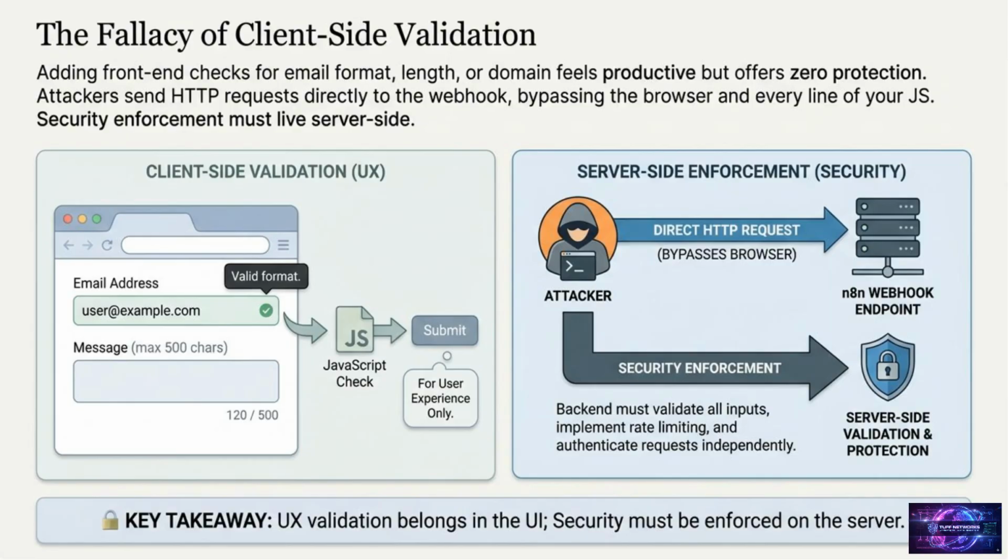Remember what I said earlier? A sophisticated attacker or a bot script does not use your browser. They send HTTP requests directly to the webhook URL. They bypass your front end entirely. Therefore, any security rules you put on your website's front end are completely invisible to a direct API attack. You cannot secure a backend workflow from the front end. You must secure the gate itself.